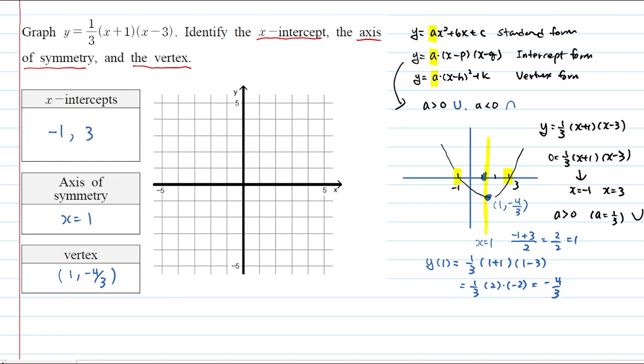So where is -4/3? Well, -4/3 is slightly less than -1. That's -3/3 plus -1/3, so -1 minus 1/3, right? That's 3, and that's -1. That's x equal to 1. So this is your axis of symmetry, and you know the vertex.